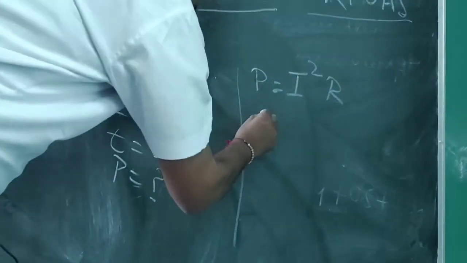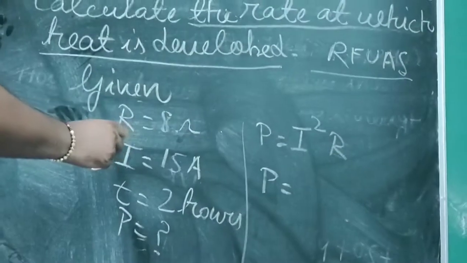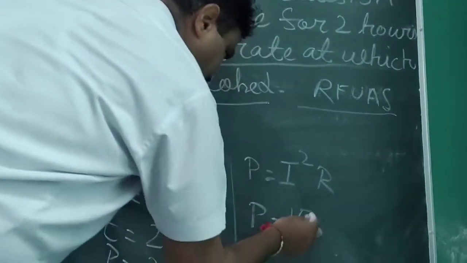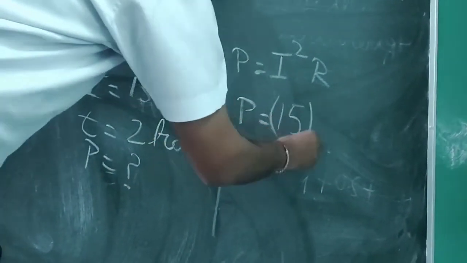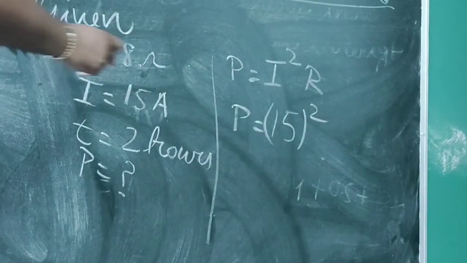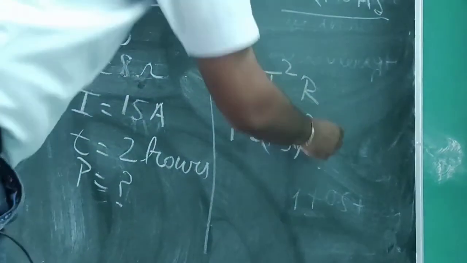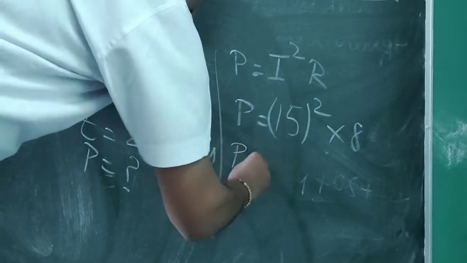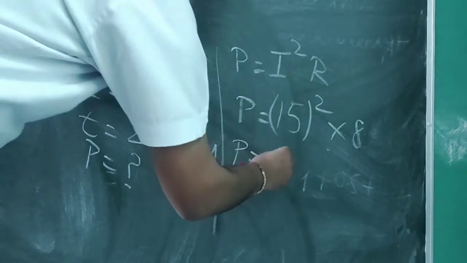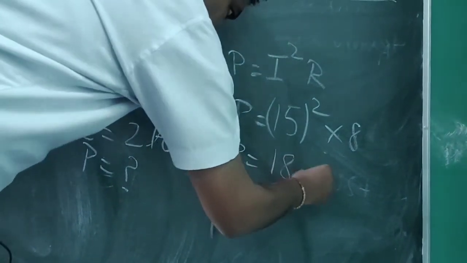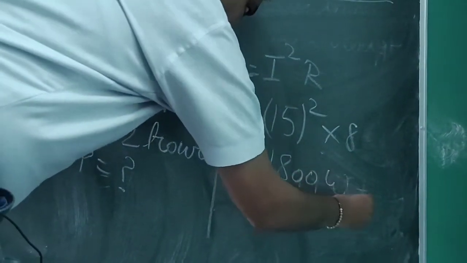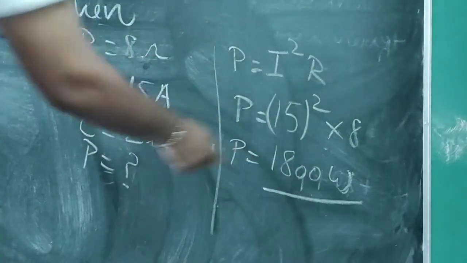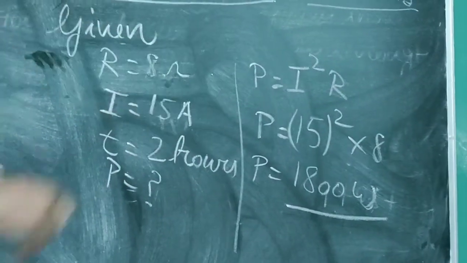Now in this power, what is I here? It is 15 whole square, and what is the resistance here? It is 8. Now when you calculate it, the answer that you will get will be 1800 watt. So it is the answer of this question.